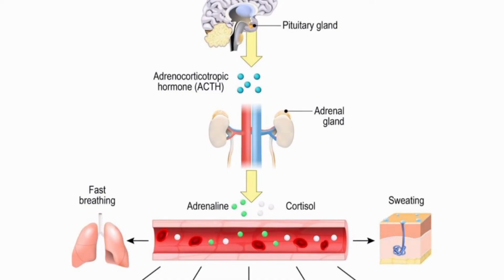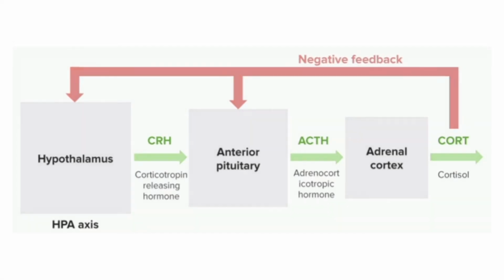Corticotropin releasing hormone released from the hypothalamus acts on the anterior pituitary gland to produce the adrenocorticotropic hormone, which has a direct effect on the adrenal cortex to produce cortisol. And this was all about the hormones.